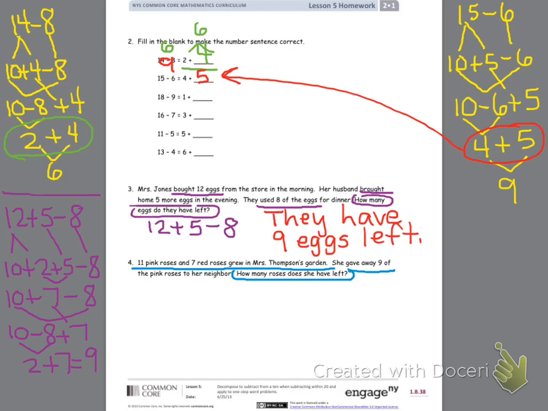So we can make an equation. 11 plus 7, those are the roses that grew in her garden, and then minus the 9 that she gave away to her neighbor. Now you do it. You decompose and you come up with the answer. Don't forget to answer the question in words when you're done.